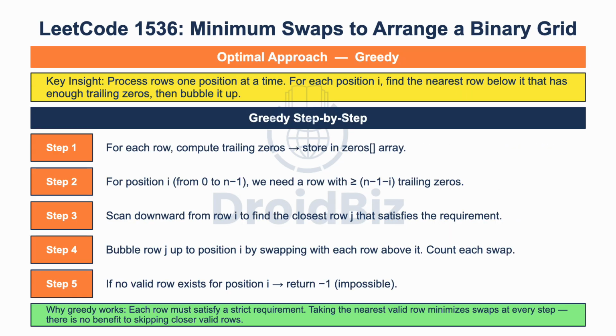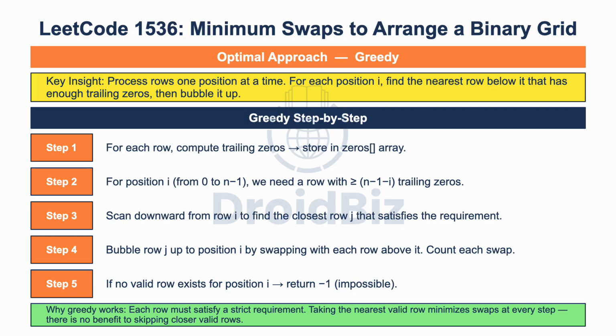Now, let's look at the optimal approach, a greedy algorithm. The key insight is this. Instead of trying every possible row arrangement, we handle one position at a time. For each position i, we find the nearest row below it that satisfies the trailing 0 requirement, then bubble it up to position i. Here is the step-by-step breakdown. Step 1. For each row, count the trailing zeros and store the result in a zeros array. This is the same pre-processing step as before.